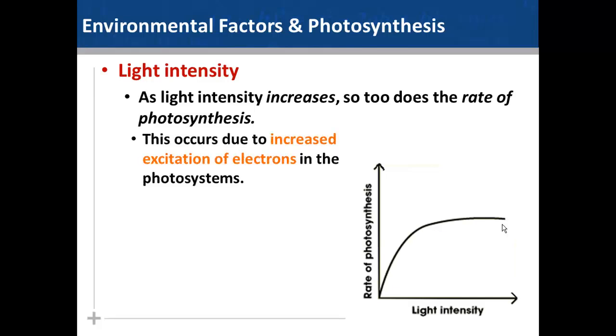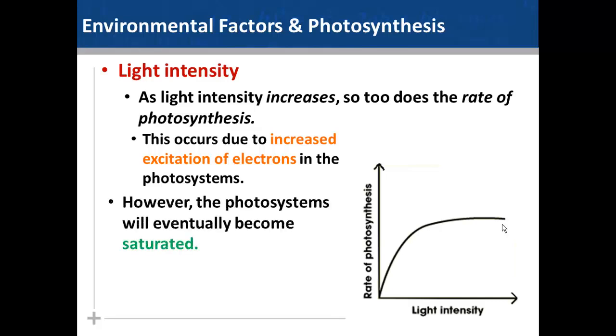And the reason why, if you understand photosynthesis, will make perfect sense. The more light you have, the more electrons that are excited in the photosystems in the light reactions, and that's just going to speed up the whole process. So the process of photosynthesis will be happening more quickly. Okay? However, and hopefully you can see here on this graph, it levels off.